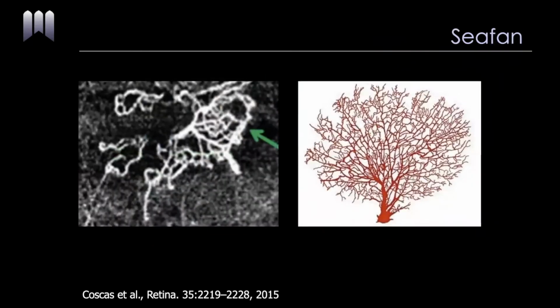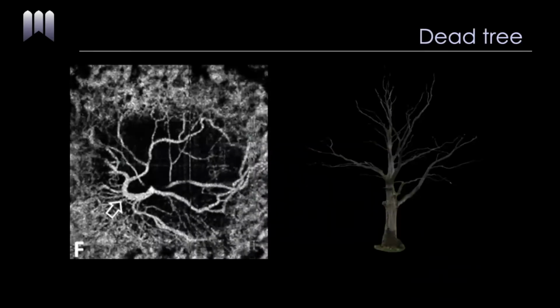Here's another feature that also correlates with treatment intensity, which is the fan pattern. Contrast that with this appearance of a dead tree with not many branches, not many anastomoses. These are usually eyes with a scarred lesion that does not require treatment.